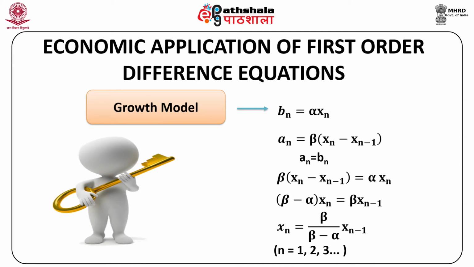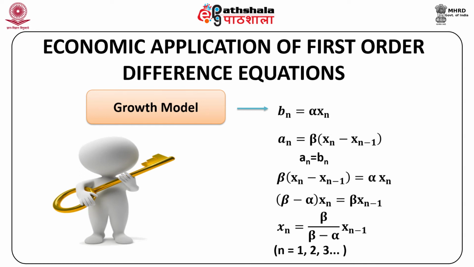Growth model. Consider a national economy for which xn denotes the national income in the nth period, an is the total investment, and bn is the total savings in the nth period. Suppose the economy grows in such a way that the savings is proportional to national income and investment depends directly on the change in income. Mathematically, this can be written by means of the following equations: bn is equal to alpha xn, which is equation 8, an is equal to beta (xn minus xn minus 1), which is equation 9, where alpha and beta are positive constants. By the equilibrium condition, we know that an is equal to bn, equation 10.